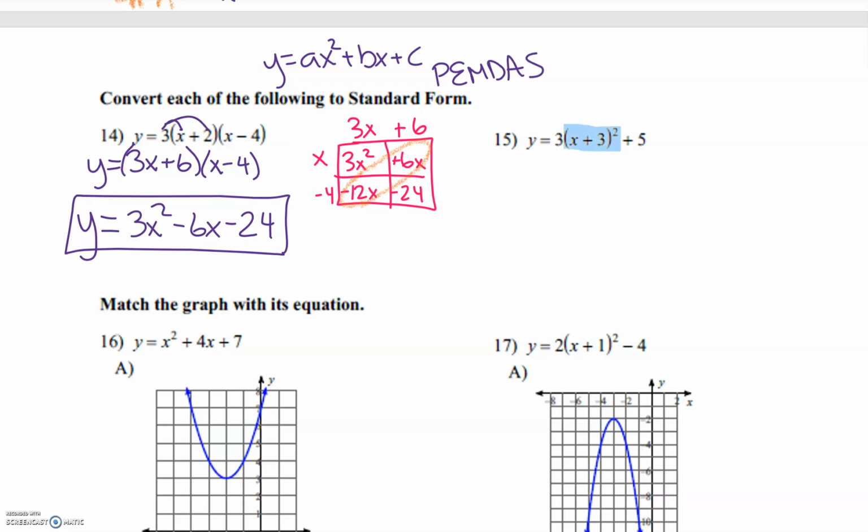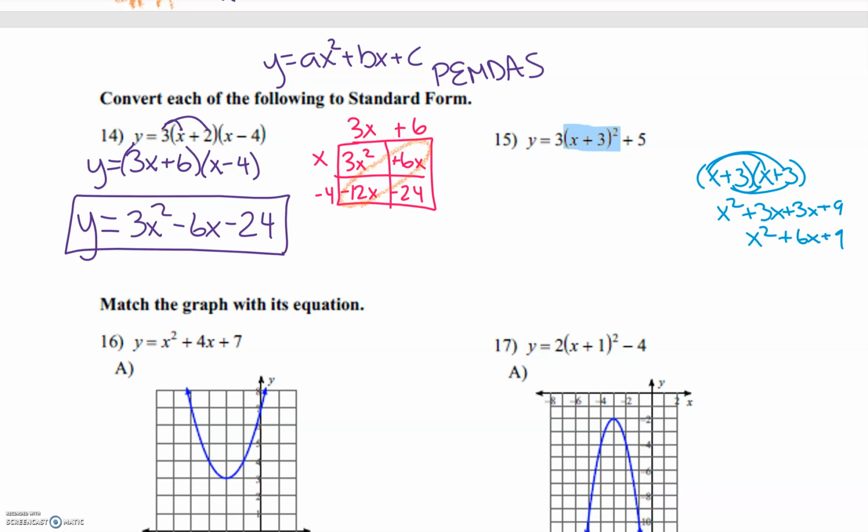On number 15, you have to make sure you do the order of operations correctly, which says you need to take care of the piece that has the exponent first. Those of you who like to do a box, you would do a box. Otherwise, do x plus 3 times x plus 3. I'm going to do it over on the side. x times x is x squared. x times 3 is 3x. 3 times x is another 3x. And 3 times 3 is 9. So this part gives us x squared plus 6x plus 9. That's what replaces the blue highlighted.